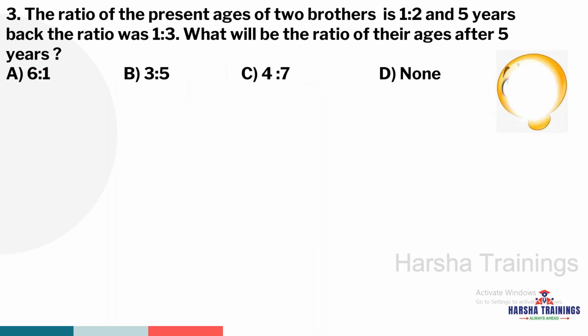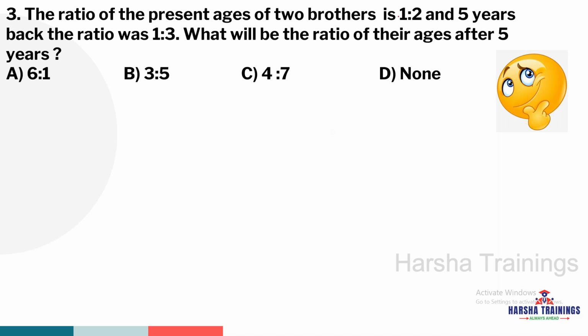Next, move on to the next question. Third one. The ratio of the present ages of two brothers is 1:2, and 5 years back the ratio was 1:3. What will be the ratio of their ages after 5 years? I think it's a very easy problem, guys. If you read the question properly, we'll get the answer within a fraction of a second.